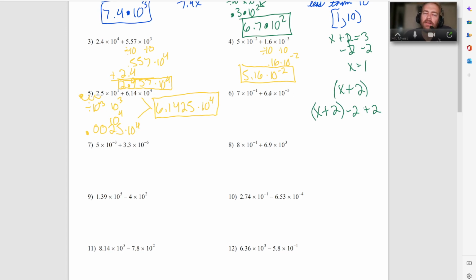Okay, the lesser one is the 5. So I'm going to times it by 10 to the fourth power. That'll make it -1.